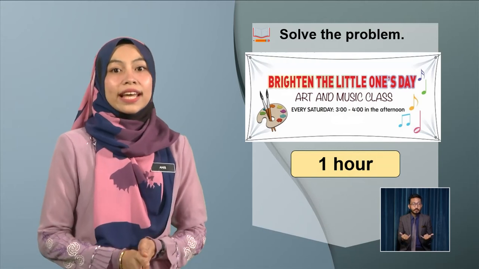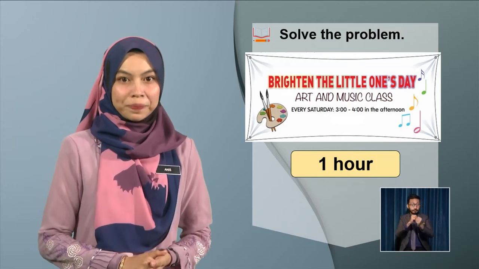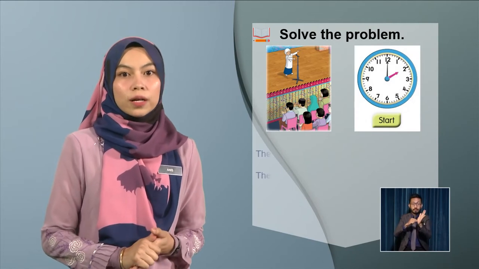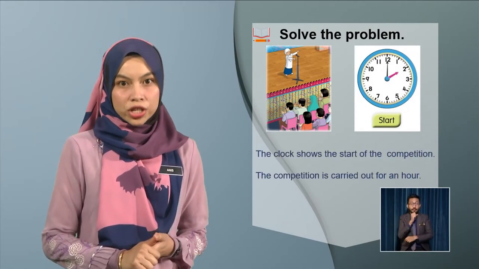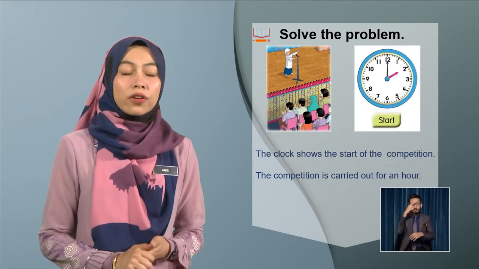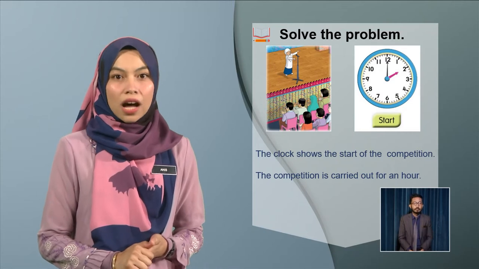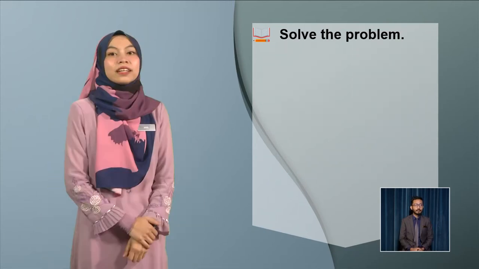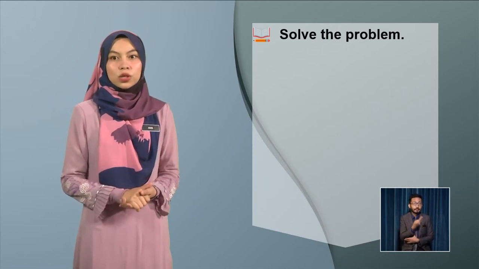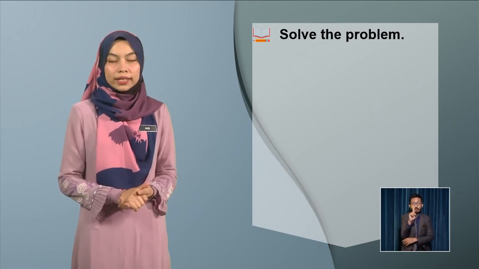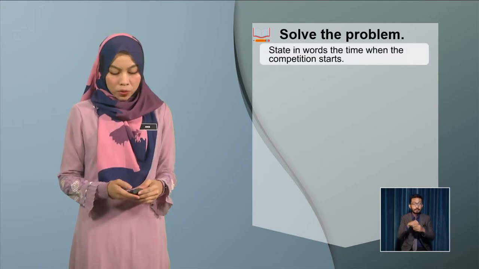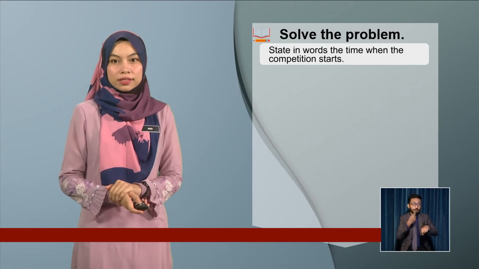Now, let's solve the second problem. The clock shows the start of a poetry recitation competition. The competition is carried out for 1 hour. Now, boys and girls, let us answer the questions one by one. Let us state in words the time when the competition starts.